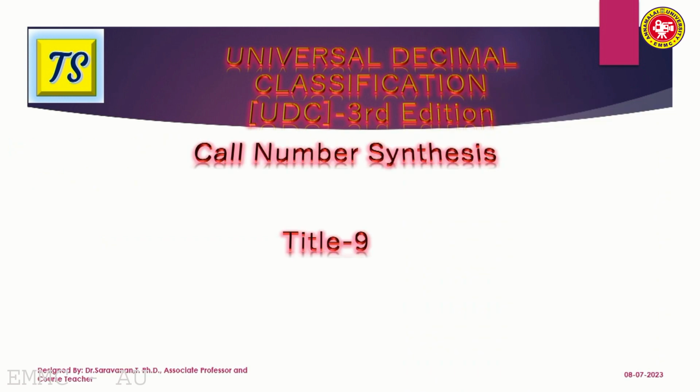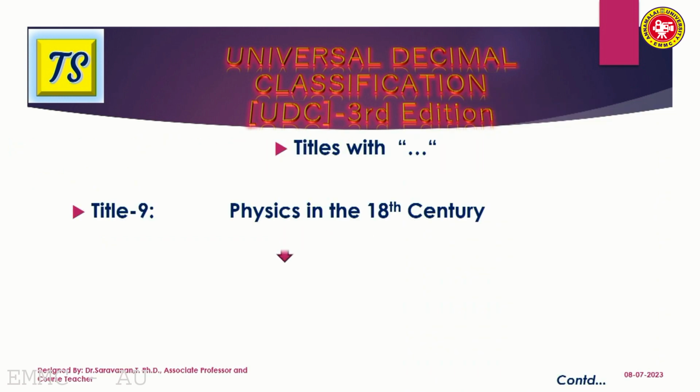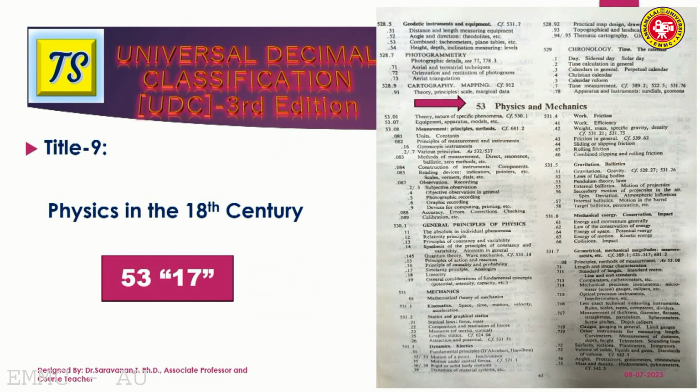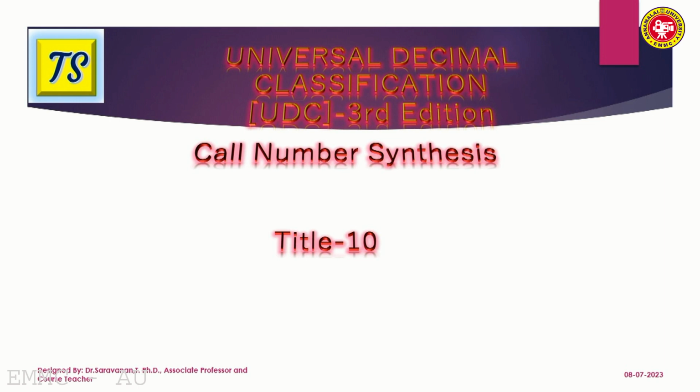Title 9: Physics in the 18th century. The notation for physics is 53. Recollect the century format, how it needs to be transferred. It is transferred into 17 within double quotes. So the final number is 53 with double quotes and 17. So the identification of notation in the schedules: on page number 62, you can find the number 53 for physics.